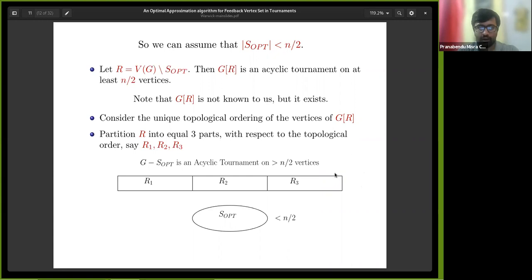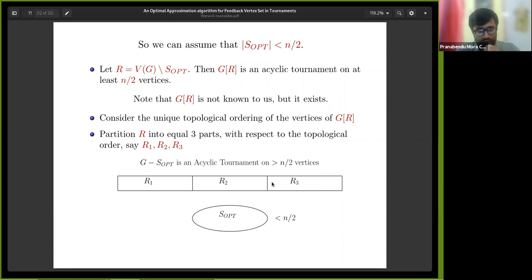And this set R contains at least n/2 vertices. Since we don't know the optimum solution, we do not know R, but we know that it exists. And we know that it's an acyclic tournament on n/2 vertices. Given that, it has a topological ordering. Let's write down the vertices of R in this topological ordering. After that, we partition R into roughly 3 equal pieces.